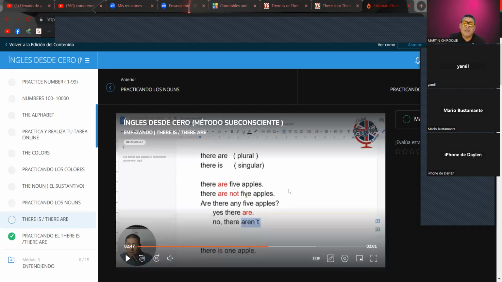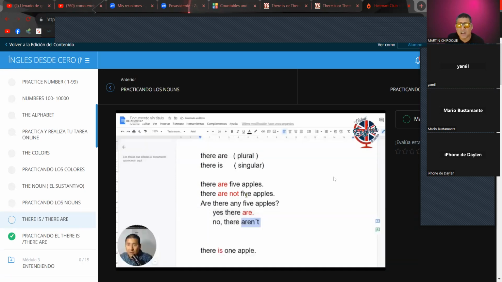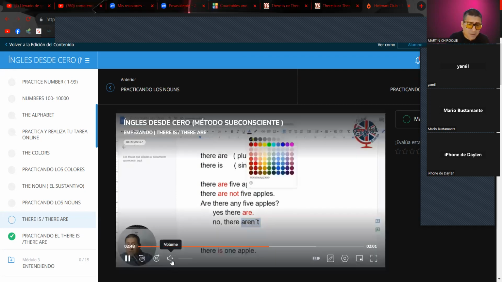Ahora, cuando es pregunta, yo voy a negarlo en plural, yo diría, there aren't any dogs in the garden. No hay algunos perros en el jardín. Lo pregunto: Are there any dogs in your garden? Are there any dogs in your garden? Okay. You say, yeah, there are, or no, there aren't. It's important to remember here.